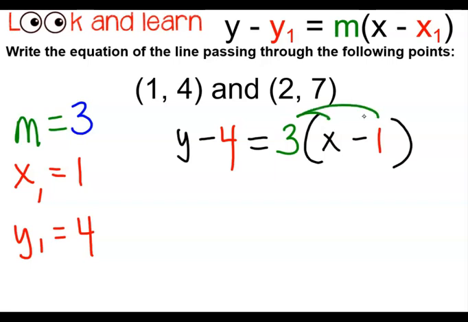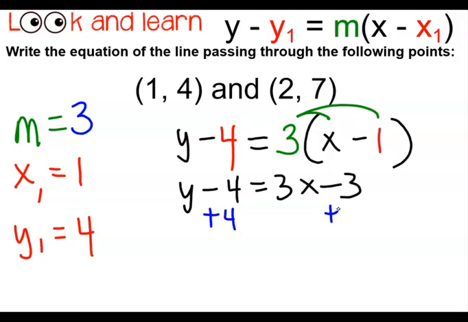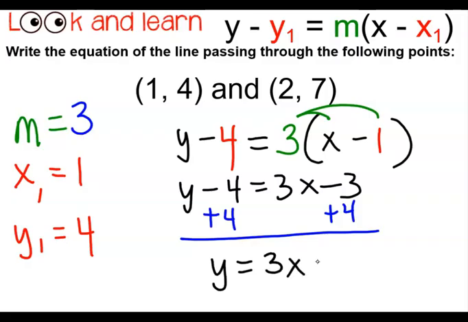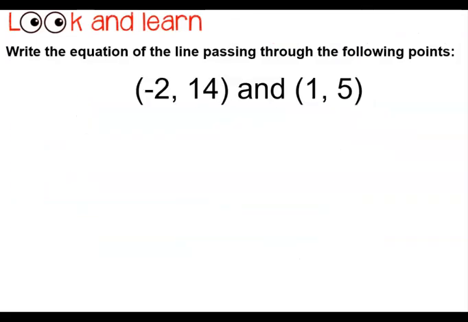Now I can distribute and isolate y. The correct equation of the line that passes through these 2 points is y equals 3x plus 1. Let's try one more. First, find the slope.